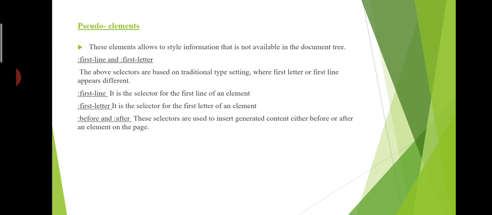So whatever the document, whatever the content is there, the first line of that and the first character of that will be highlighted in a different way from what we have represented in the CSS. Coming to first-line, it is the selector for the first line of an element, first-letter is used for the first letter of an element, next :before and :after. These are used to insert generated content either before or after an element of a page.